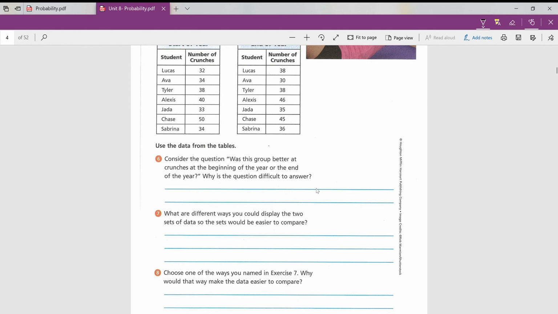Well, if we did a histogram, or some form of displaying the information, it would allow us to see a comparison of data from the beginning to the end of the year. A histogram would allow us to see a set of data for the group of students, and then see whether they had more crunches at the beginning of the year, or more crunches at the end of the year? It's a way to show if they became more fit.